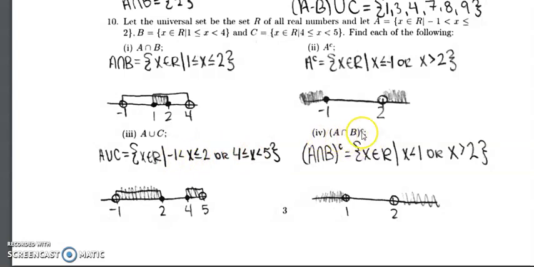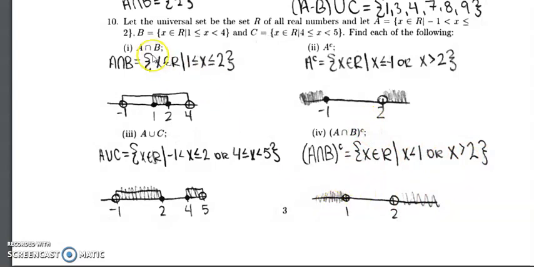The last one, the complement of A intersection with B. So we can use the answer from part 1 to take the complement. So anything less than 1, and anything greater than 2, because 1 and 2 are both in the intersection. That makes them not in the complement. So that's why we cannot include 1 or 2 in the complement.